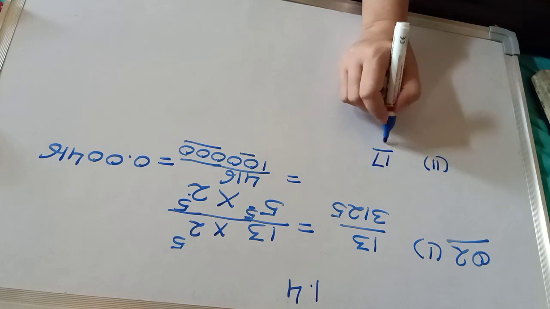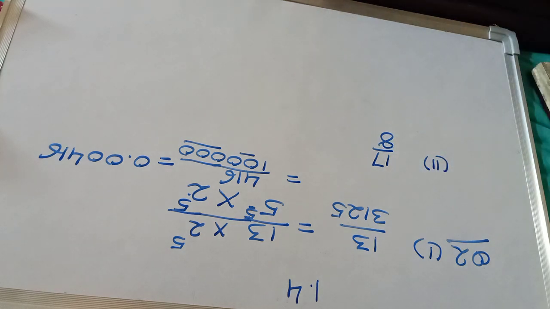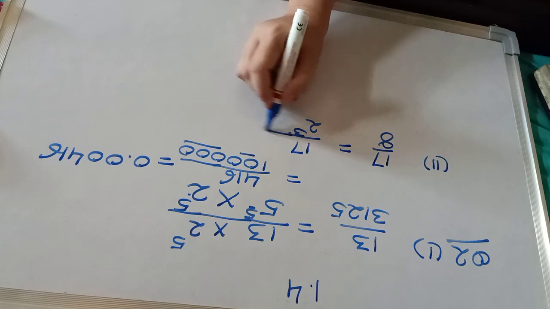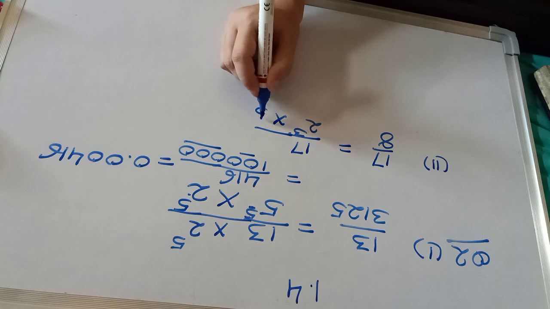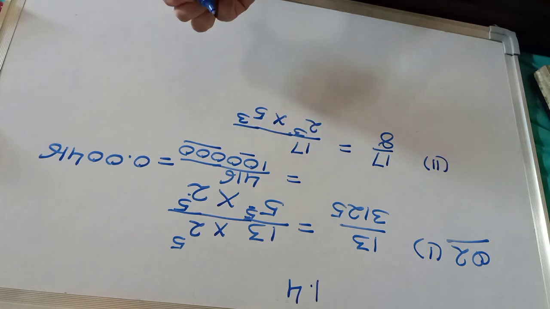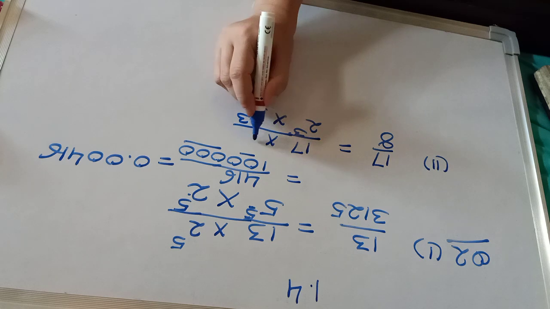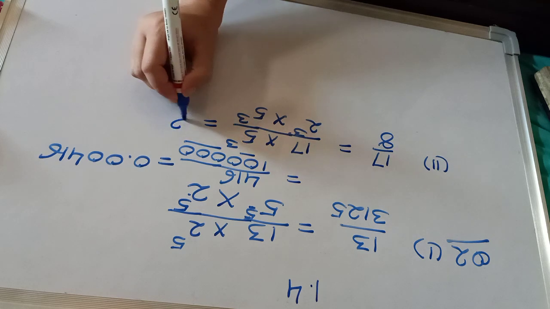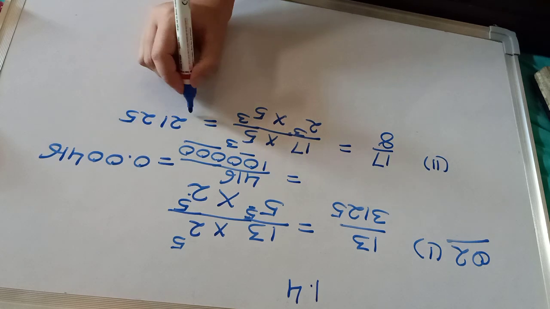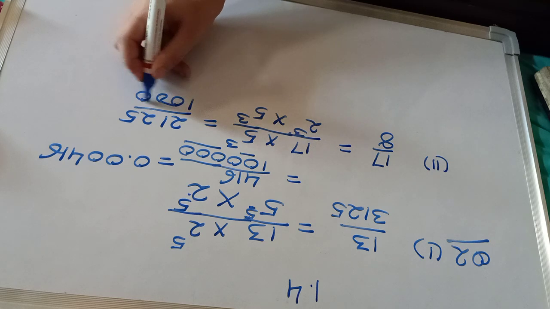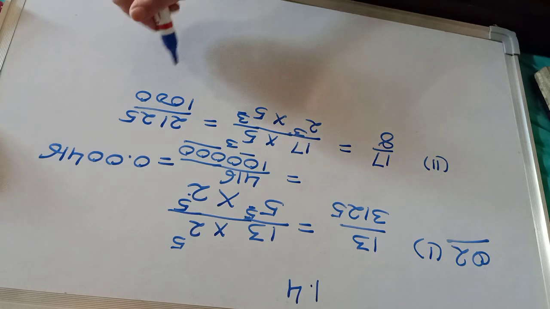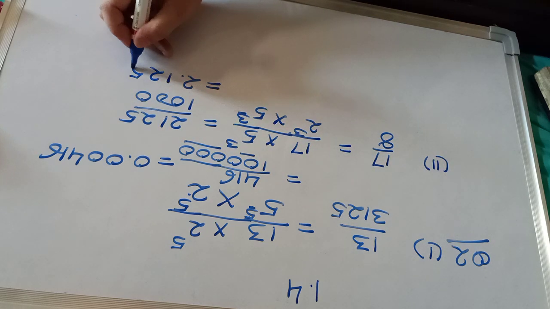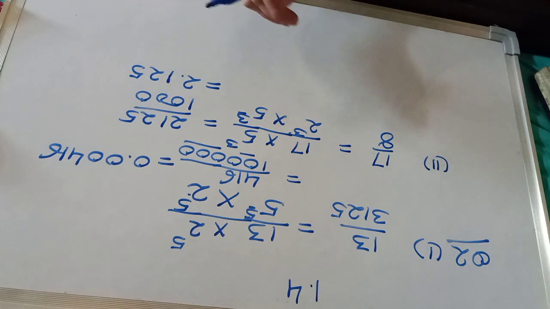Then come to your next part. It was your 17 by 8, and 17 by 8, that we have written in the form of 17 upon 2 raised to power 3. Then how many 5s are required here? We need 5 raised to power 3. I need to multiply it with 5 raised to power 3. So 5 raised to power 3 will give 2125, and how many zeros? 3, means 1000. Now convert it into decimal. So you will get 2.125. After decimal, how many digits are there? 3.